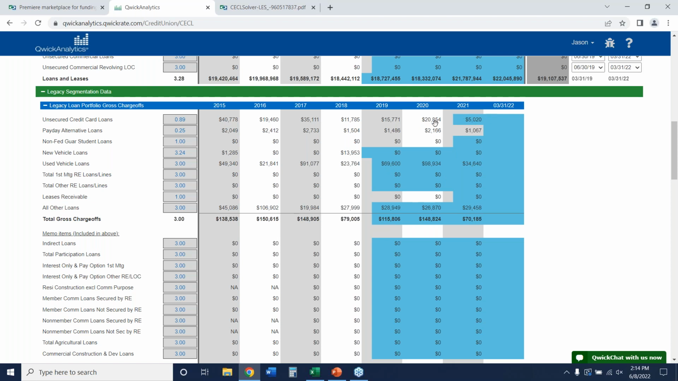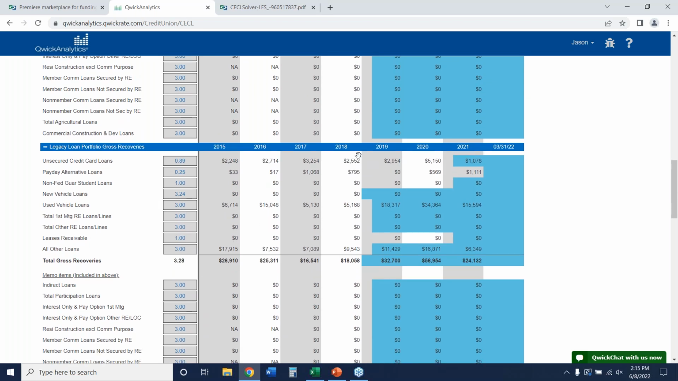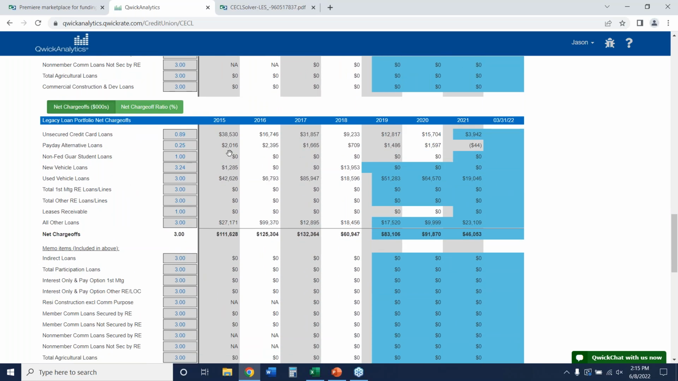Obviously, 2020 and '21 were outlier years, to be kind. We've seen some pretty crazy stuff happen the last couple of years. A lot lower losses than what we might have seen in the past, and definitely a lot lower than what we would have expected, considering everything that was going on at the time. So a lot of craziness has been happening here. Gross charge-offs. We're going to look at the recoveries as well and put that all together to get a final net charge-off. So we're really where the rubber meets the road.